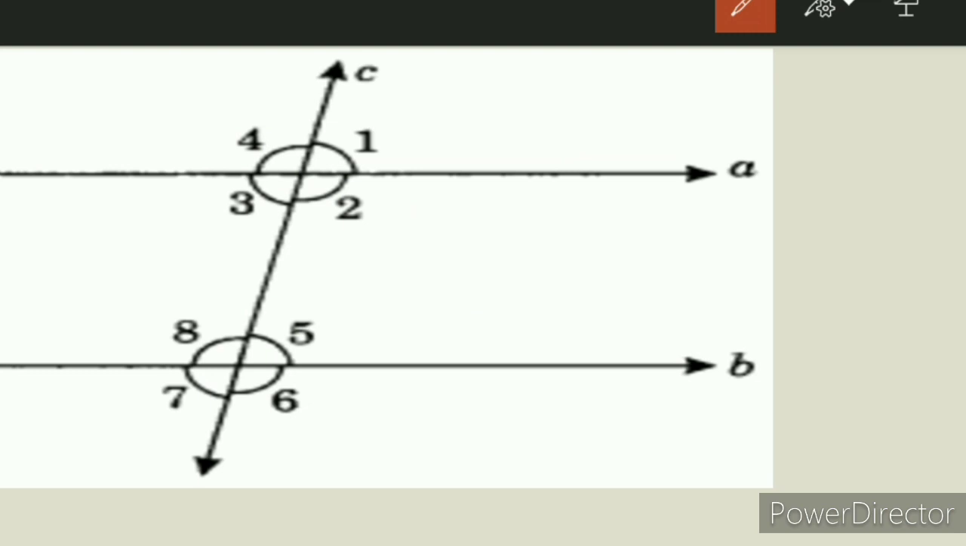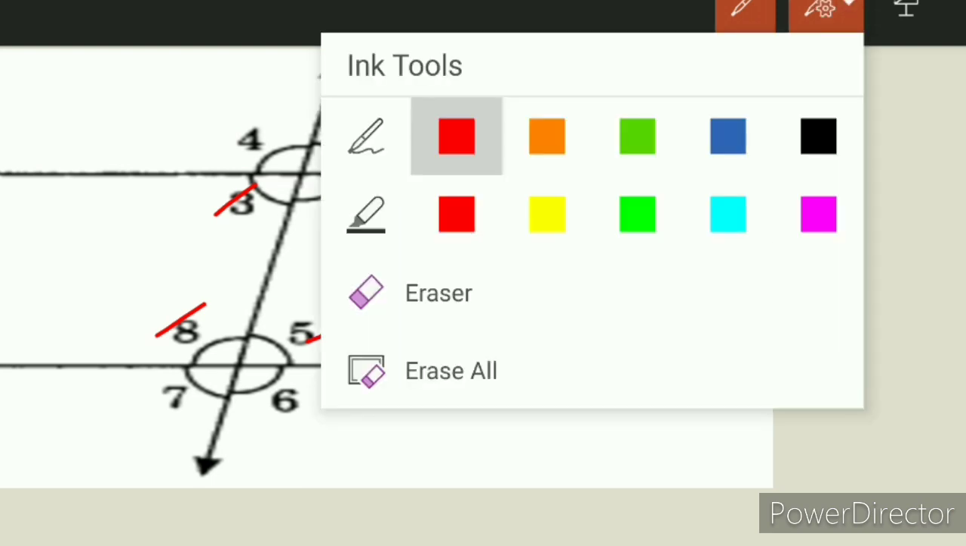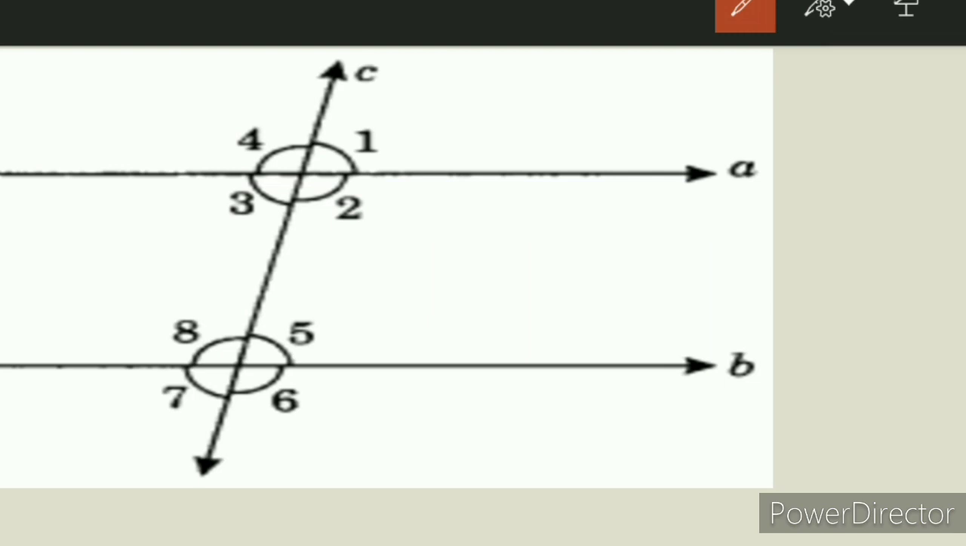Third category, alternate interior angles. Interior angles means inside the parallel lines. Inside the parallel lines we have two pairs of angles that should be on alternate sides of the transversal, that is, opposite sides of the transversal. Got it? 3 and 5 is one pair of alternate interior angles. 2 and 8 are another pair. Its property is that alternate interior angles are equal.